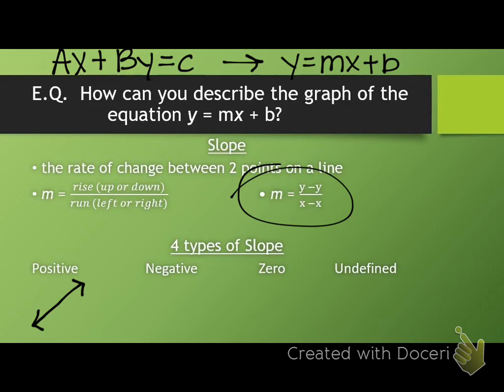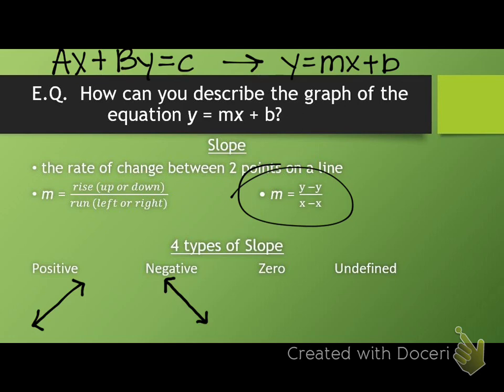Now, what happens if my slope is negative? If I'm looking at a line from left to right and the slope is negative, what is the line going to be doing? Going down. So sketch yourself the picture of a negative slope. That's a line that as I look from left to right is actually going down.